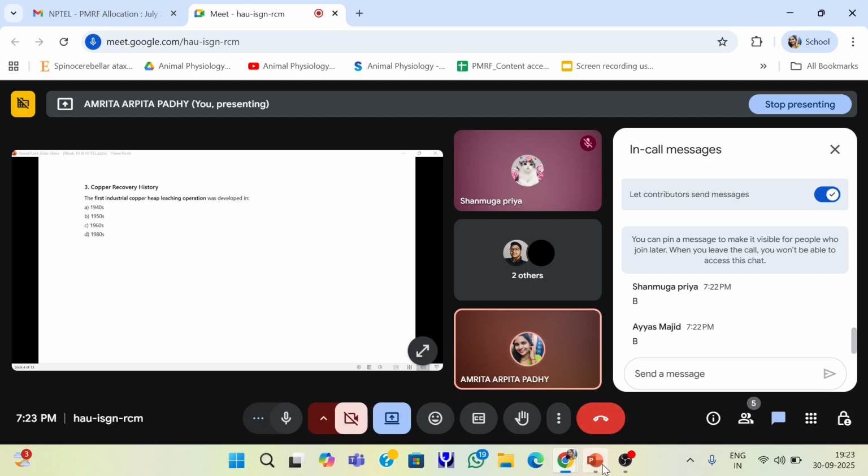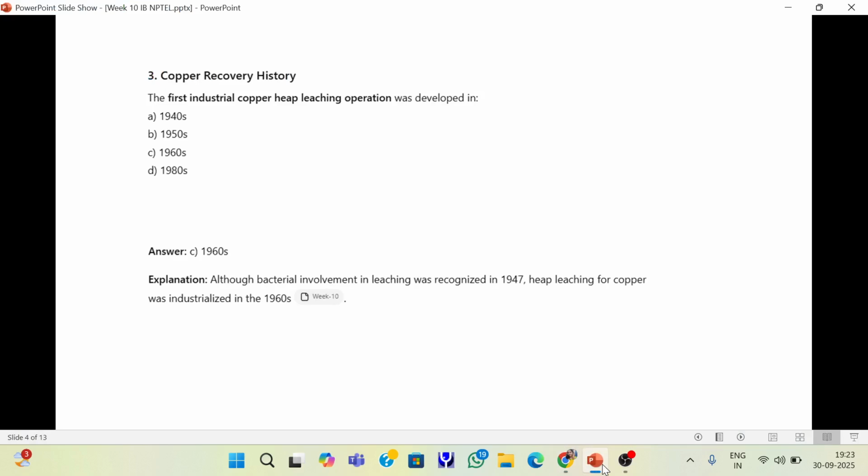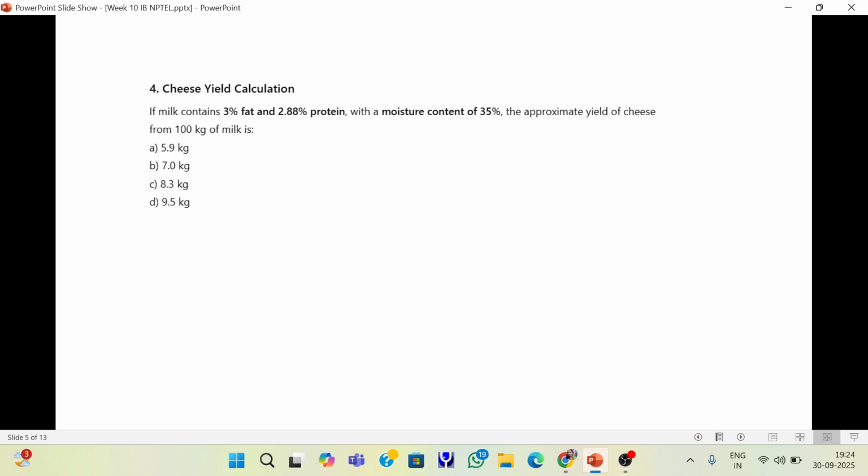Okay, let's see what is the answer to this question. This was a very direct and fact-based question. It is the 1960s. The first industrial copper heap leaching operation was developed in the 1960s. Although bacterial involvement in leaching was recognized in 1957, heap leaching for copper was industrialized in the 1960s. Okay, on to the next question.